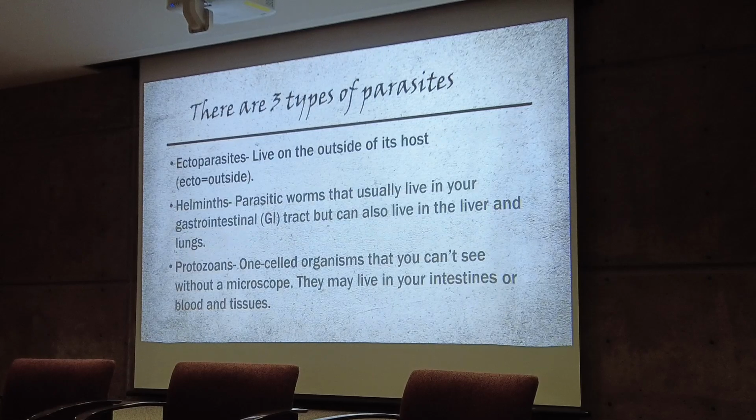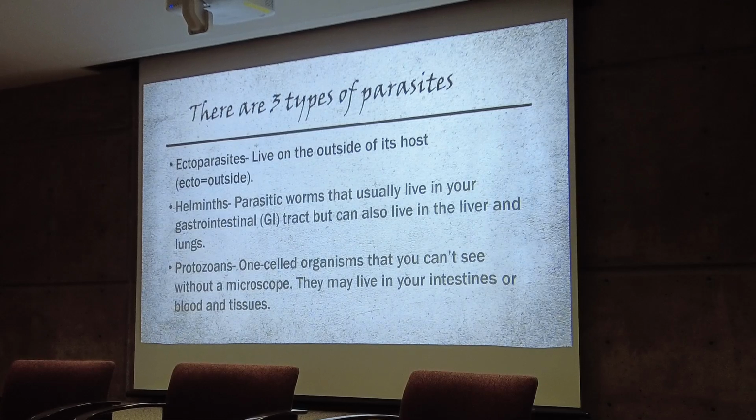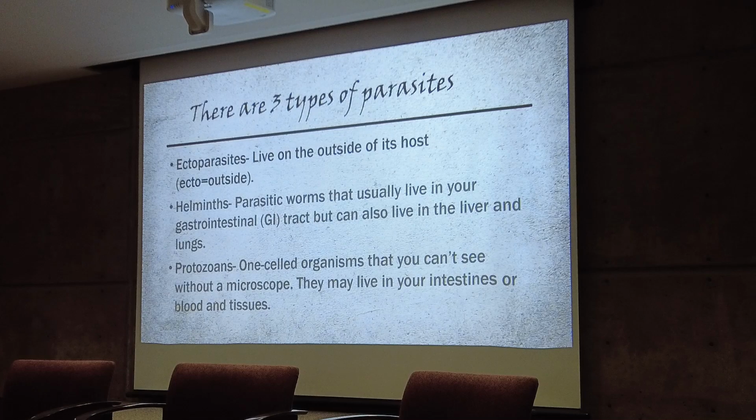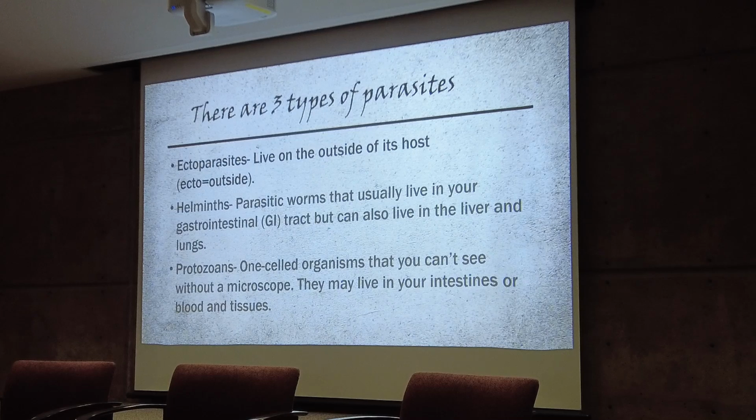Now, there's 3 types of parasites. There's ectoparasites that live on the outside of the host. There's helminths, which are parasitic worms that usually live in your GI tract, but they can also live in the liver and the lungs. Then there's protozoans, one-celled organisms that you can't see without a microscope. They may live in your intestines or your blood and tissues. Interestingly enough, the smaller they are, technically, the more dangerous they are in many cases. So we'll get more into that.